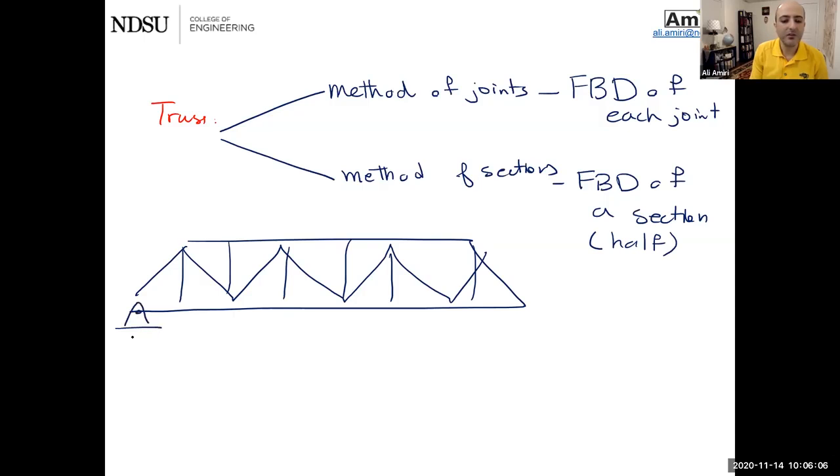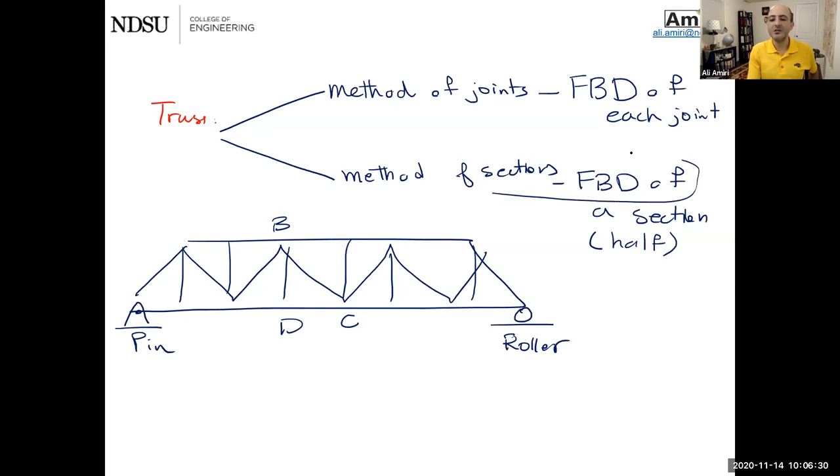Trusses are usually pinned on one side, usually on a roller on the other side, to allow for expansion, deformation, all of that. If the problem is asking for usually one or two of the members that are kind of in the middle, if it says find the forces in BC or BD here, that's when you got to use method of sections. The way it works is you make a cut. You cut your truss in half.